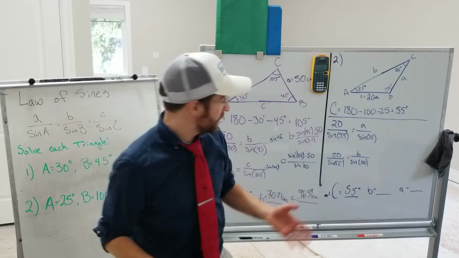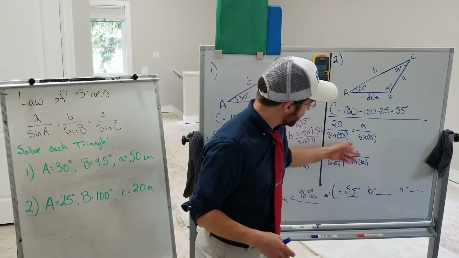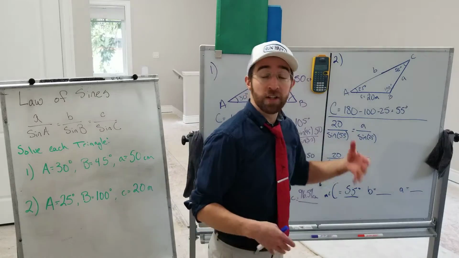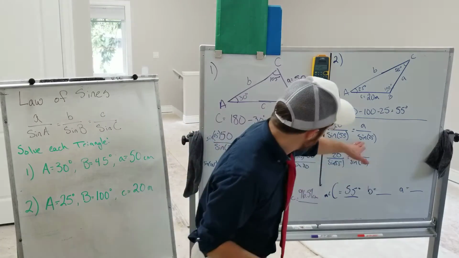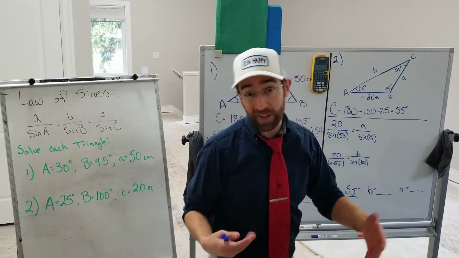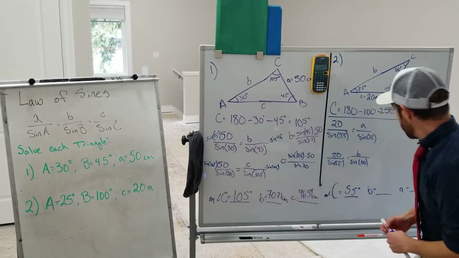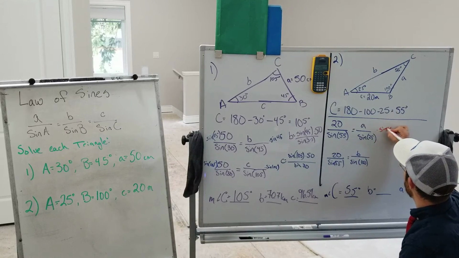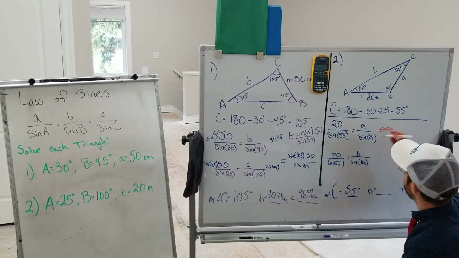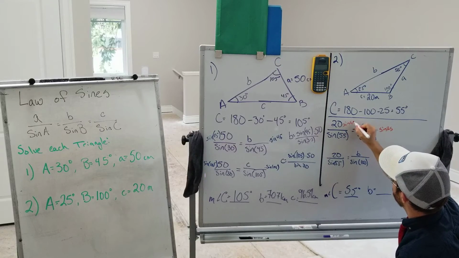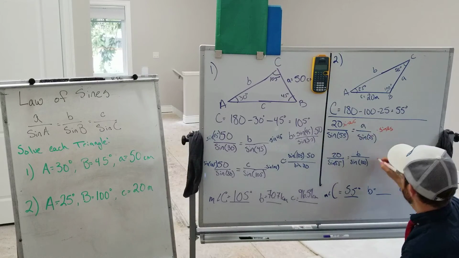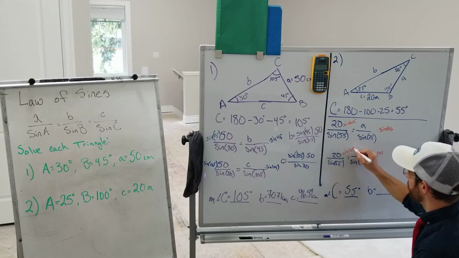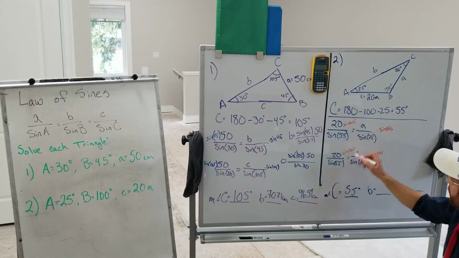We're going to do that by undoing the division that's happening on this side. It's A divided by sine 25, it's B divided by sine of 100. So in order to solve, we're just going to multiply by sine of 25 or sine of 100 on each side. So I'm going to multiply by sine of 25 on each side. Here I'm going to multiply by sine of 100. That'll cancel. That'll cancel.